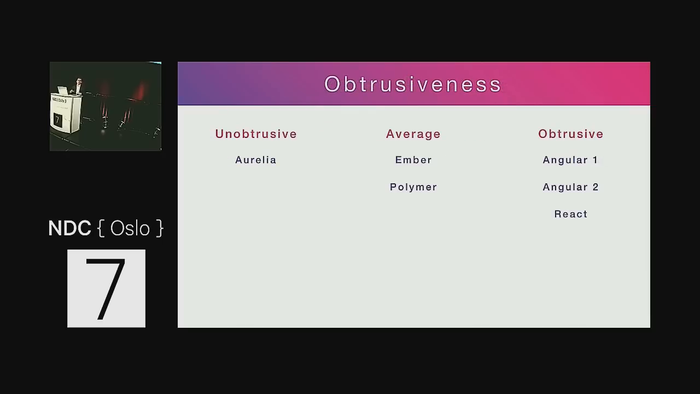How about obtrusiveness? How much does the framework get in your way? The framework APIs, how intermixed with your code do they get? Aurelia is probably the best at this. In fact, no framework is quite like this. If you remember, I showed Aurelia, it's just a plain class. There was no framework in the JavaScript. Ember and Polymer actually do a pretty good job of this.